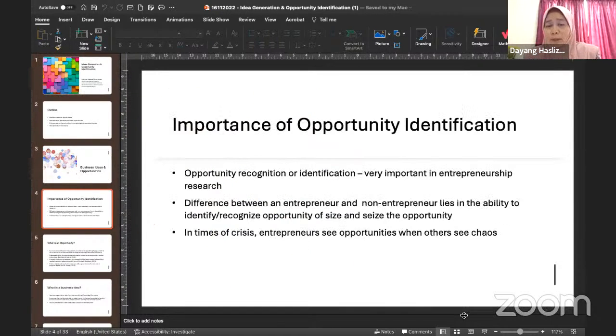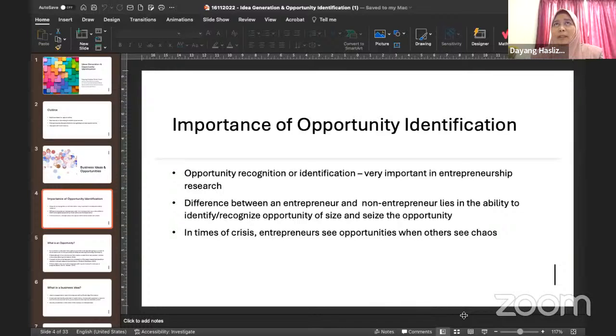Why is it so important, about opportunity identification? In entrepreneurship, the study about opportunity identification is so important. It's important because researchers found out that the main difference between entrepreneurs, those people who start up new businesses, and non-entrepreneurs lies in their ability to spot, to identify, to assess business opportunities.